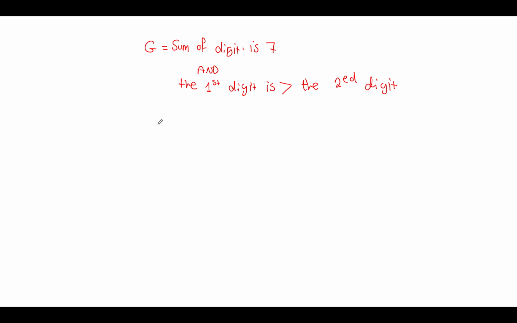Okay, now from those possible outcomes, we can see that G is the event where the sum of the digits is 7 and the first digit is greater than the second digit. So G is the E intersect F.